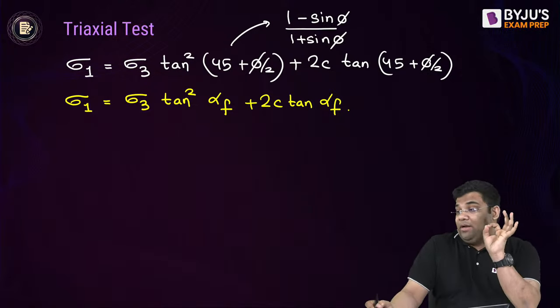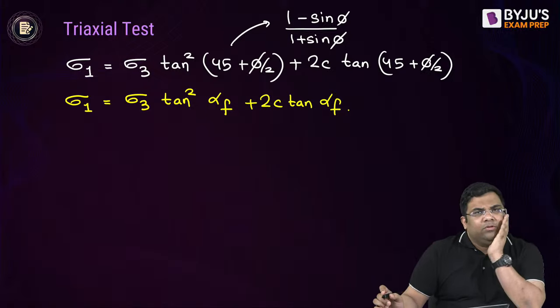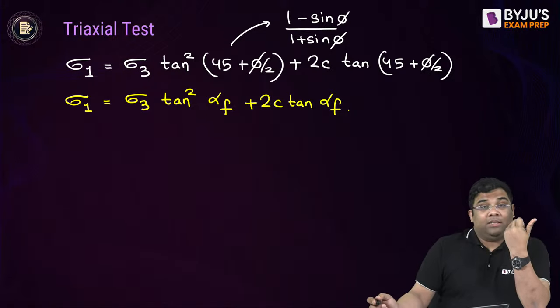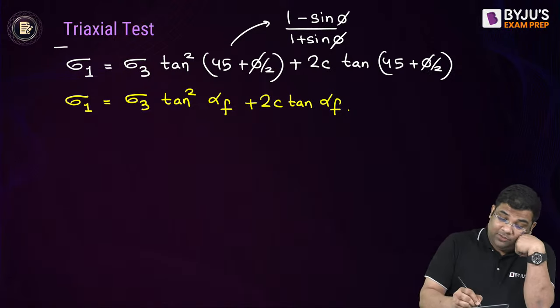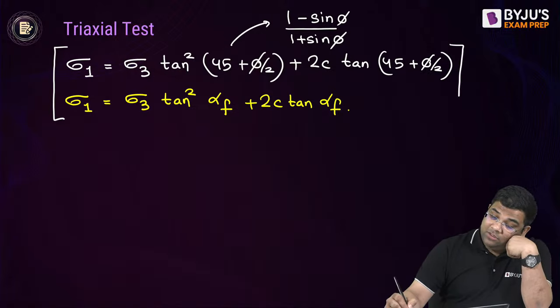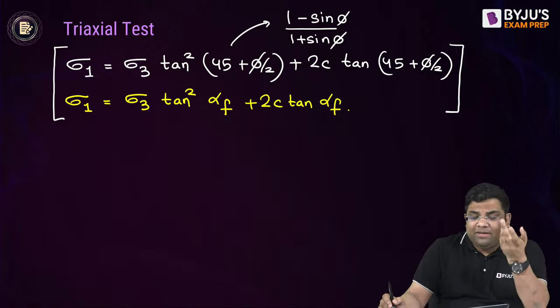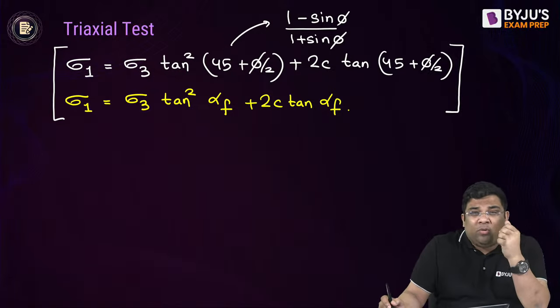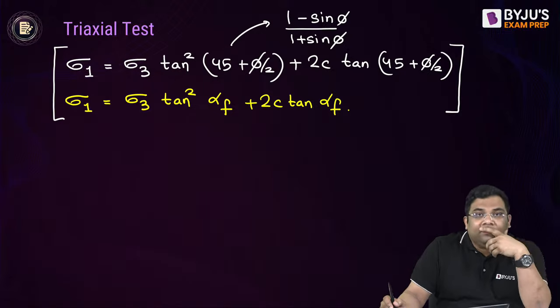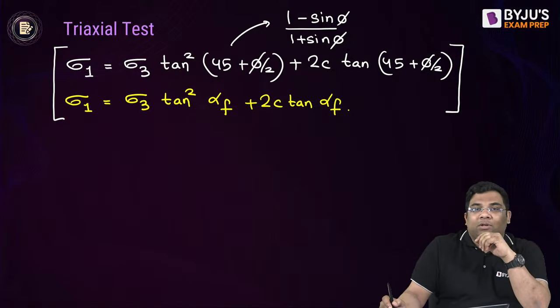Tan square 45 plus phi by 2. Okay, very good. Now they will ask a lot of questions from this equation. They might be giving sigma 3, they might be giving cohesion and phi, and they will ask to find sigma 1. Yes, questions like this will be asked.